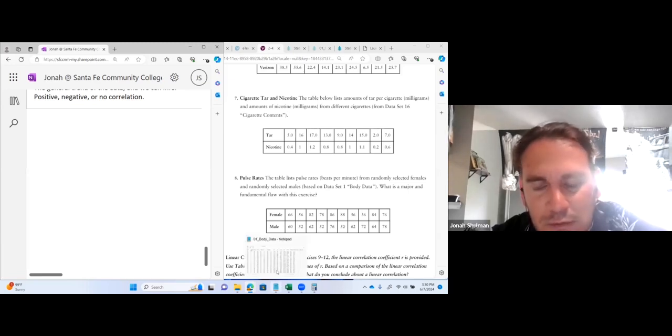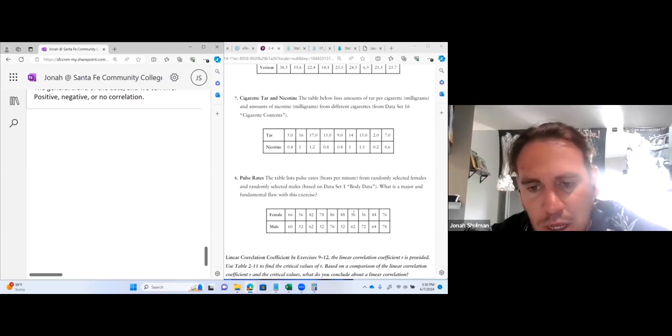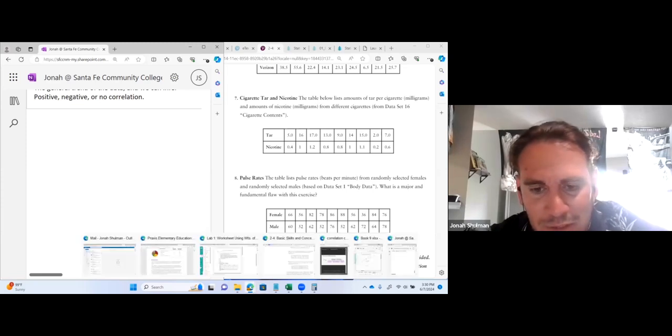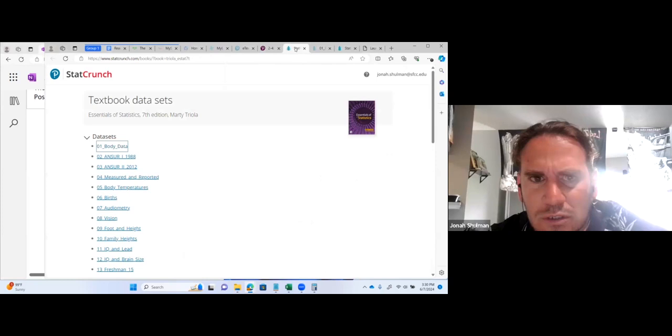I'll do this one in StatCrunch, but basically, the major flaw with this exercise is that they're not linked in a fundamental way. And that's what a correlation means. We want to say the prediction of female occurs in males. Like the female score should predict the male score, but it doesn't really make sense. So that's the issue. So let's do this one in StatCrunch.